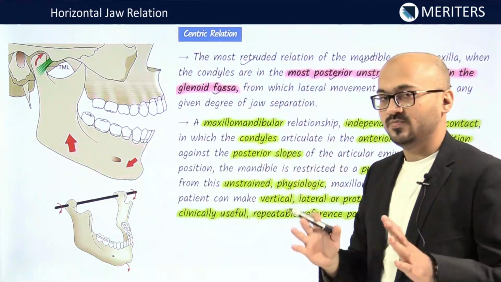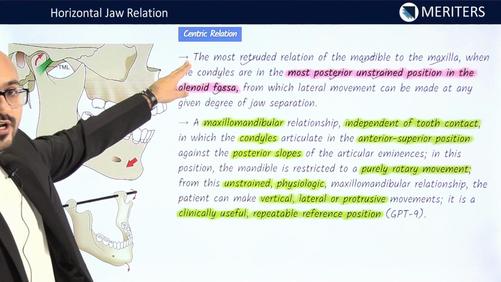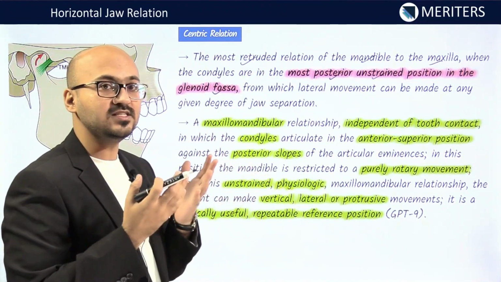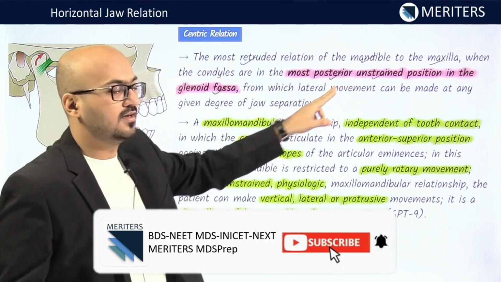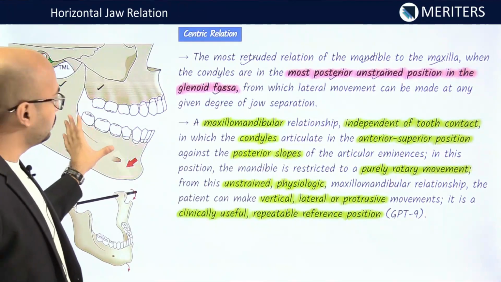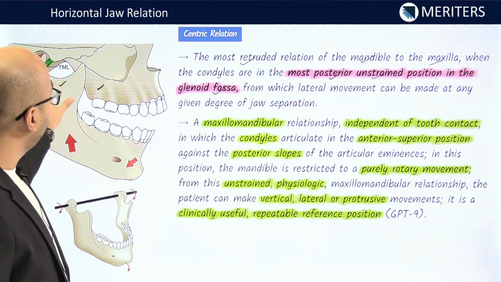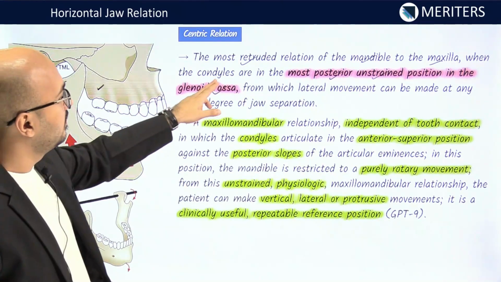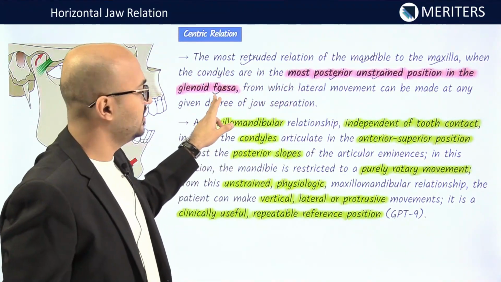Okay, now that is a lot. So let's break this down. What are they trying to say? The most retruded means the posterior most, meaning as posterior as possible. Relation of the mandible to the maxilla: we have the mandible here and the maxilla here. So the relationship of the mandible with respect to the maxilla in the most retruded position, as posterior as it can go, when the condyles are in the most posterior unstrained position in the glenoid fossa.